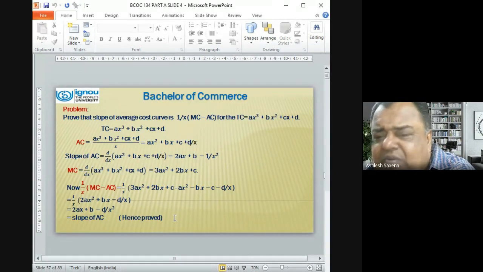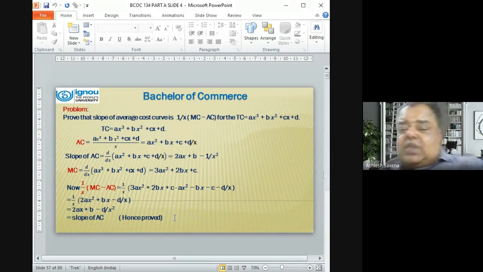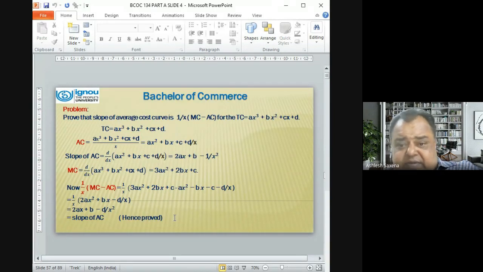What is the slope of average cost? That means you will be differentiating. So when you differentiate average cost, you will get 2ax plus b minus d upon x squared. Your marginal cost will be the differentiation of ax cubed plus bx squared plus cx plus d, the basic function. Its derivative will be 3ax squared plus 2bx plus c.